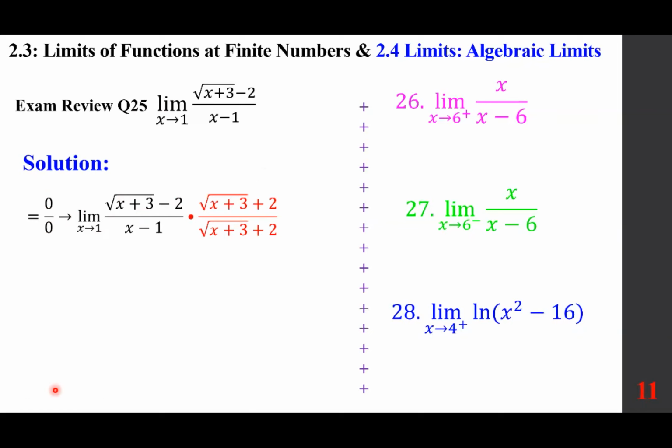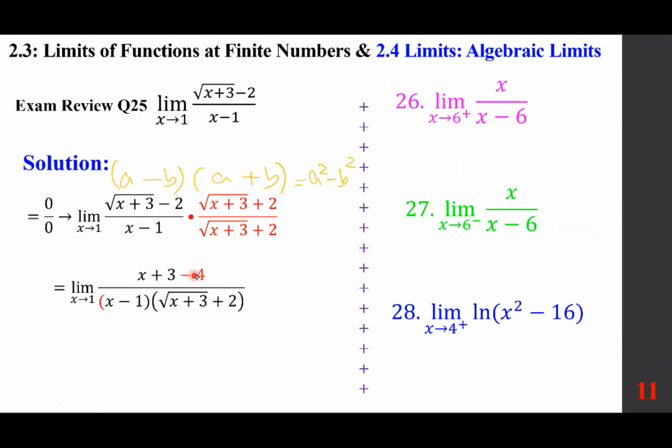Now this is A minus B times A plus B. The answer is A squared minus B squared, which means this comes out as x plus 3 minus 4. Positive 3 and negative 4 combine to x minus 1, and we can cross out x minus 1 and x minus 1. And now if we plug in 1 here, square root of 4 is 2, 2 and 2 is 4. The answer is 1/4.